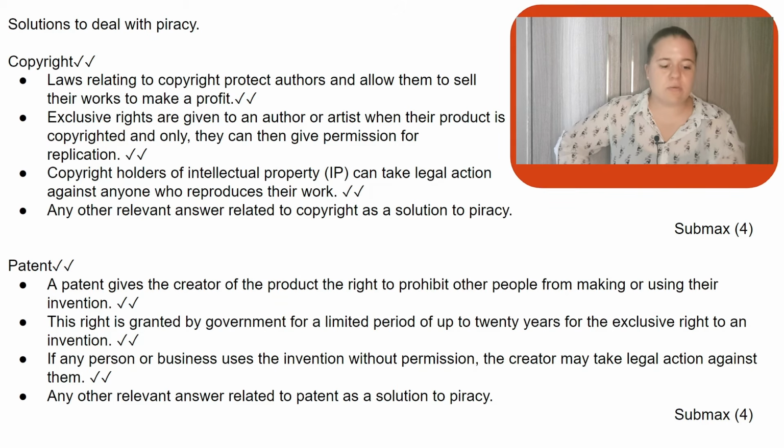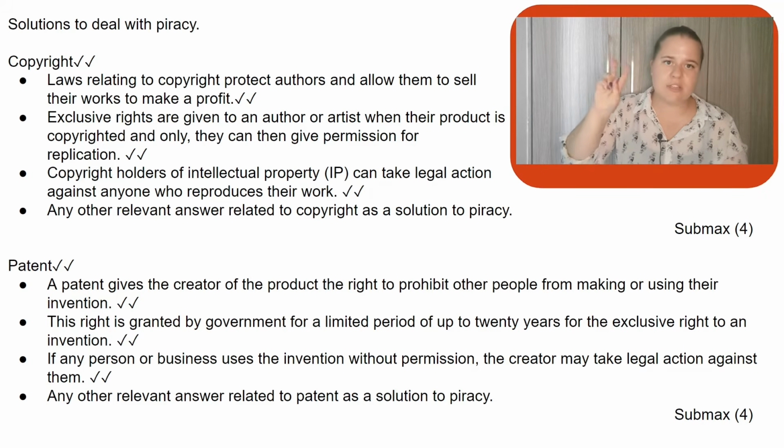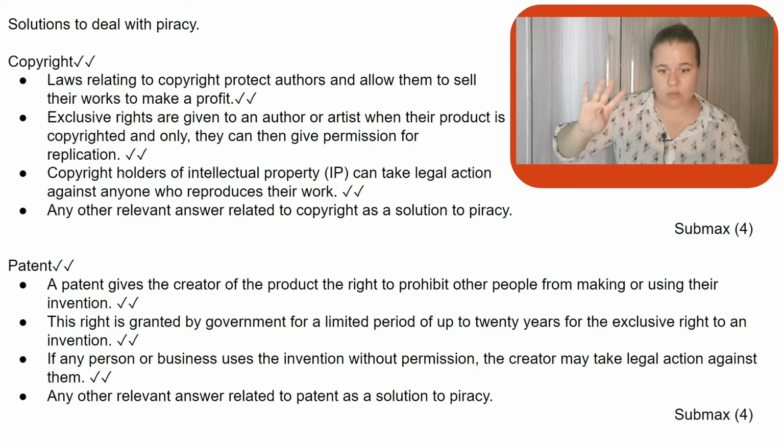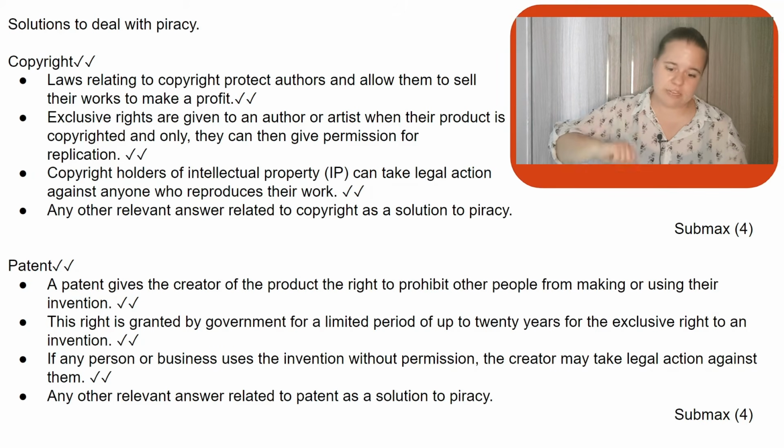Then the solutions to deal with piracy. Now again, we didn't mention them. So mentioning the word copyright, you're getting your 2 marks. So laws relating to copyright protect authors and allow them to sell their works to make a profit. Exclusive rights are given to an author or artist when their product is copyrighted, and only they give permission for replication. Copyright owners of intellectual property can take legal action against anyone who reproduces their work. Submax 4 marks. 2 marks for the heading, 2 marks for explanation.